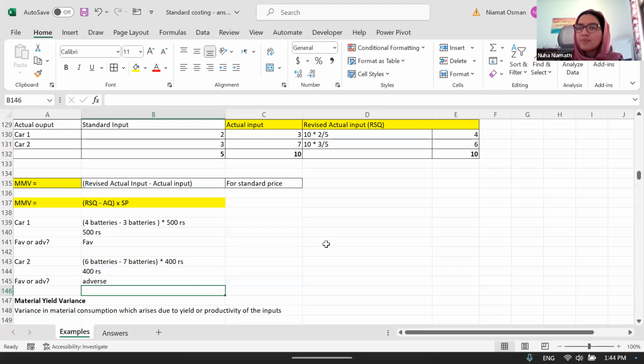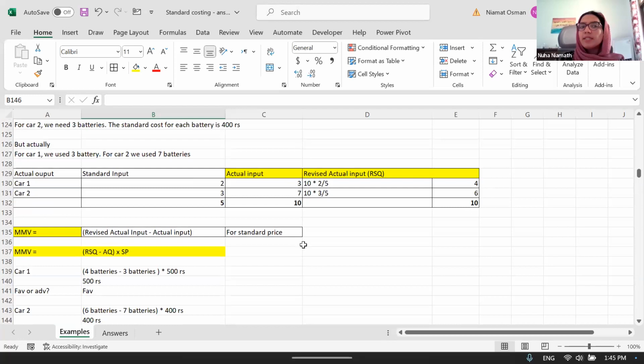Just in brief, why is it adverse? Actual is more than standard. Just now, this is not standard. Remember, this is actual only, but in the standard mix. Don't think this is standard, because standard we are doing separately in usage variance. This is actual, but in standard mix. Actual in actual mix is more. That is why there is a problem here. Had we used it at least in the standard mix, we would have been using fewer batteries. That's what it is trying to say.